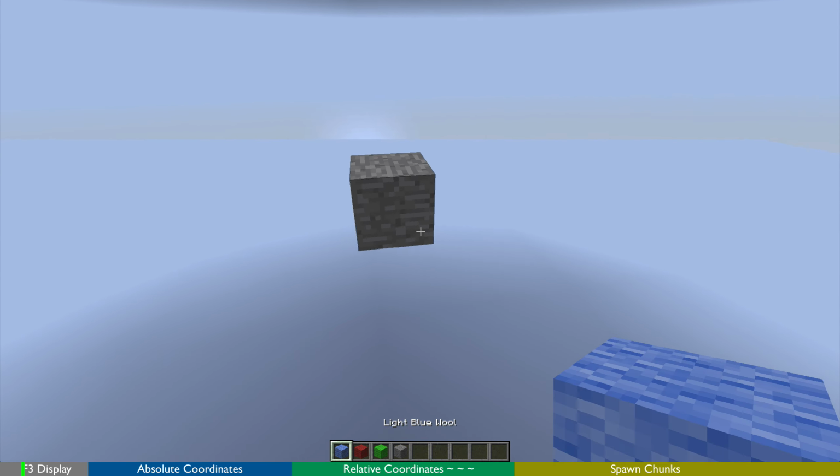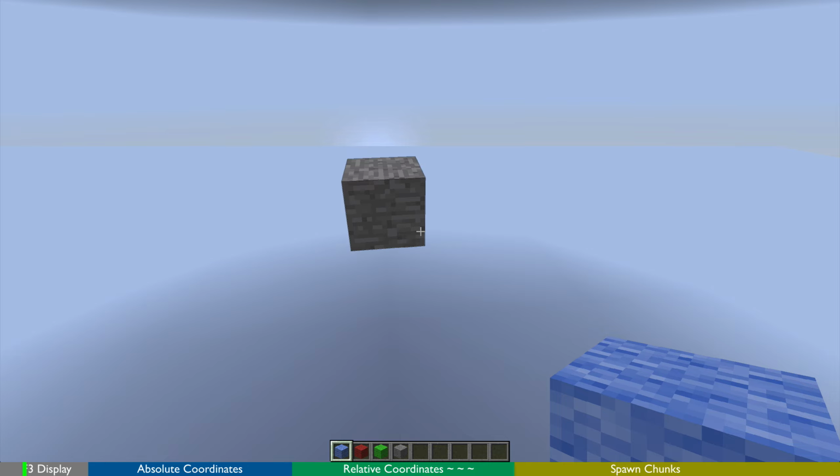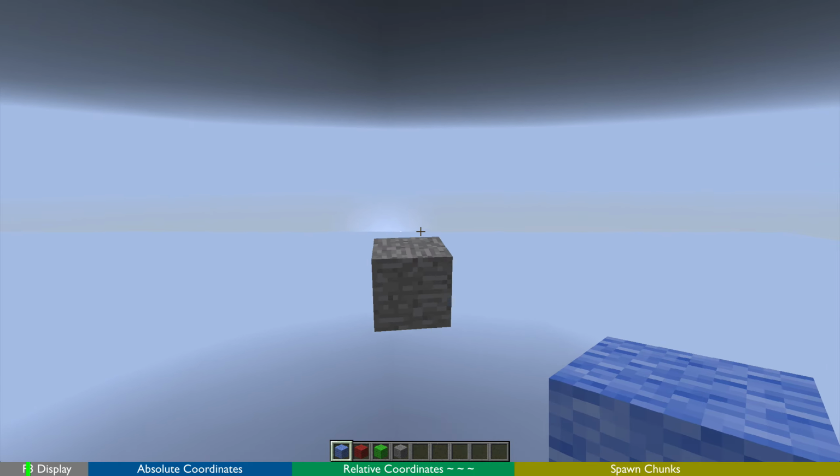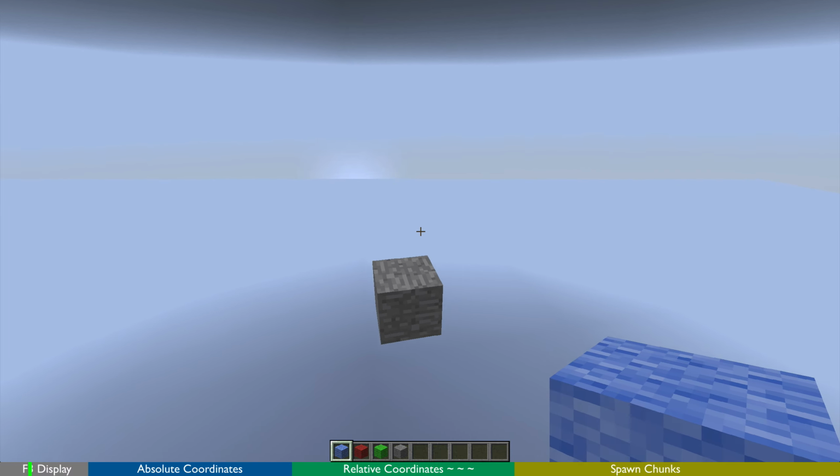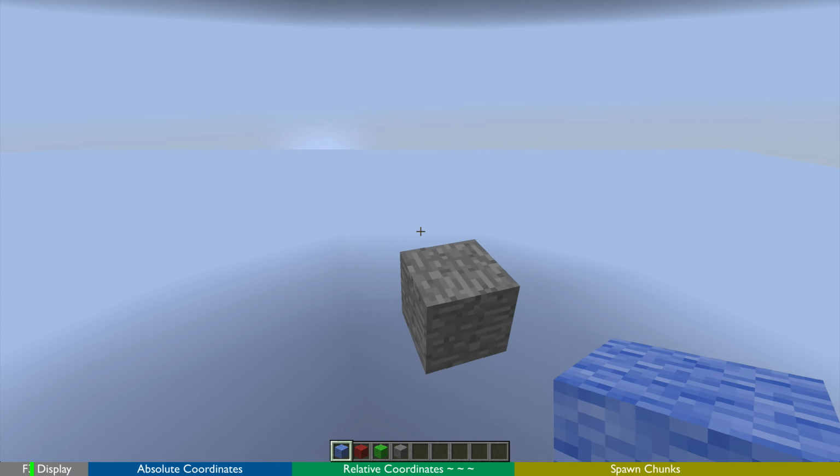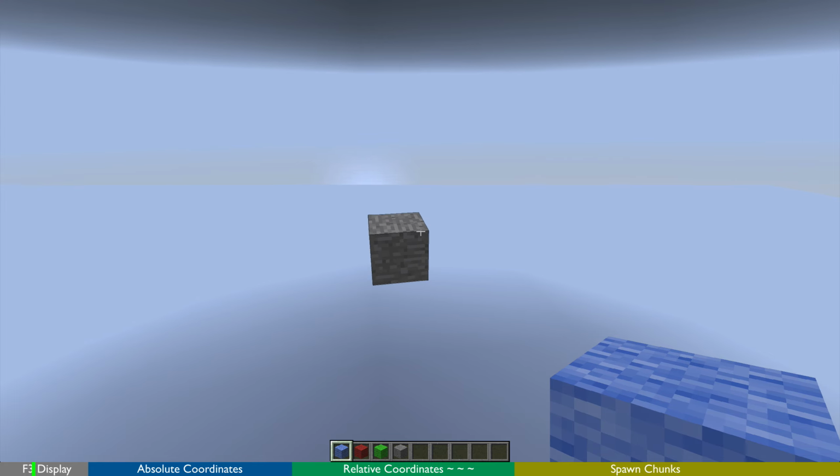Today I'm going to be looking at coordinates and I'm going to be looking at spawn chunks. Now the first part is the coordinates, and you will be surprised how often I get these questions, or my coordinates are different from yours and it doesn't work. Okay, so I thought I'd just give you guys a bit of a tutorial on it.